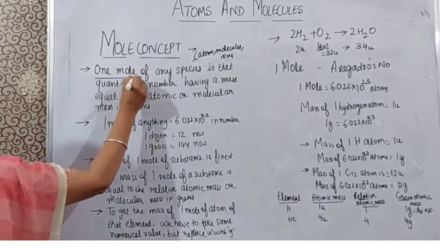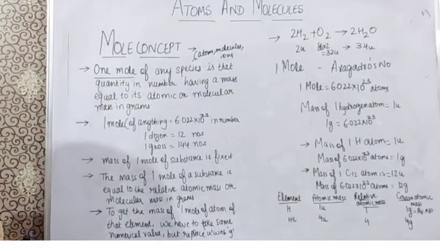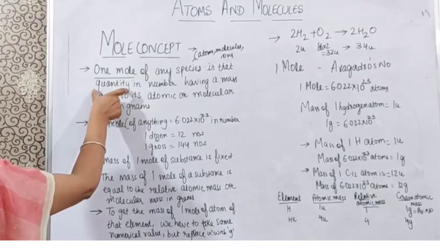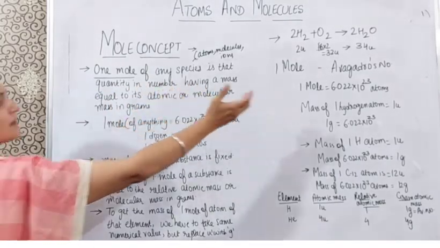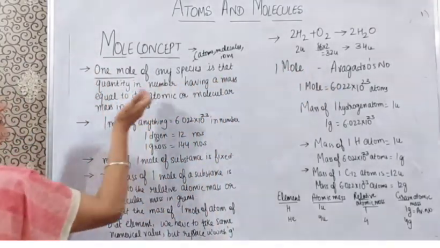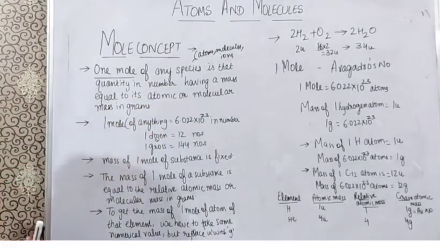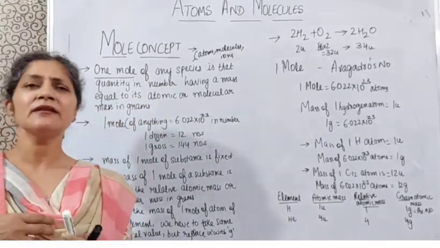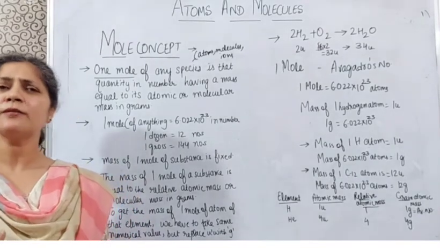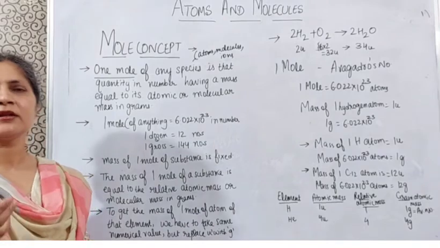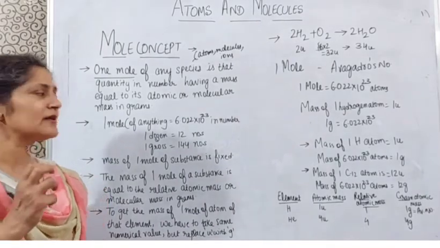1 mole of any species, maybe atoms, maybe molecules, maybe ions, is that quantity in number having a mass equal to its atomic or molecular mass in grams. Students, the thing is very simple. We have just replaced U with g. We have changed the units. The quantity of the mass will remain the same.